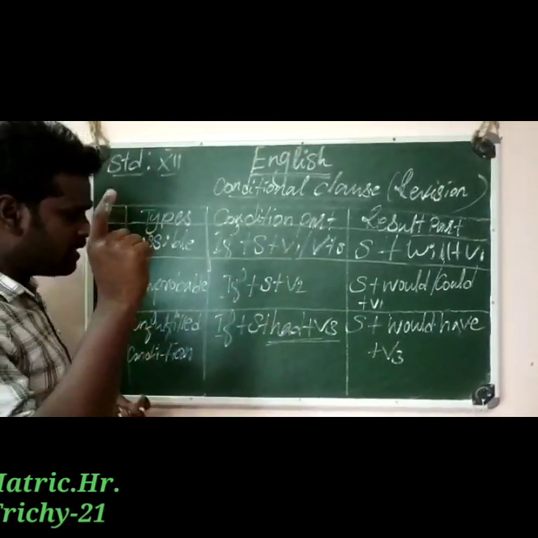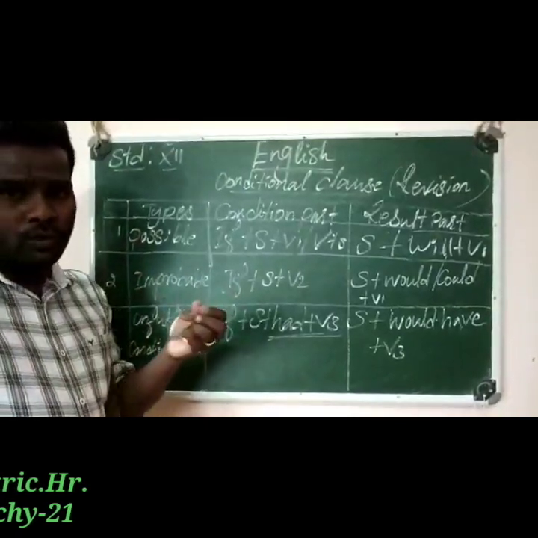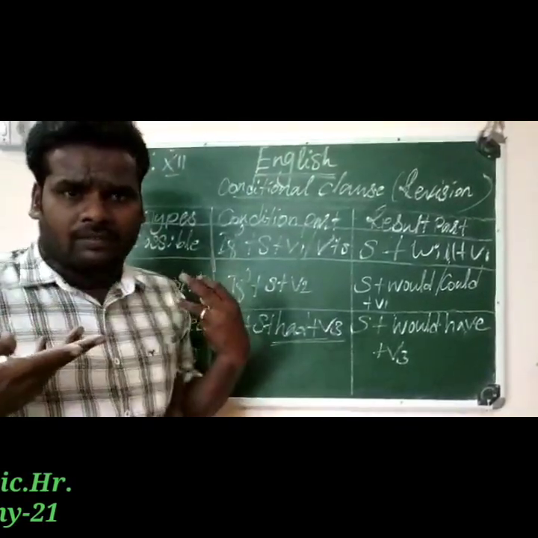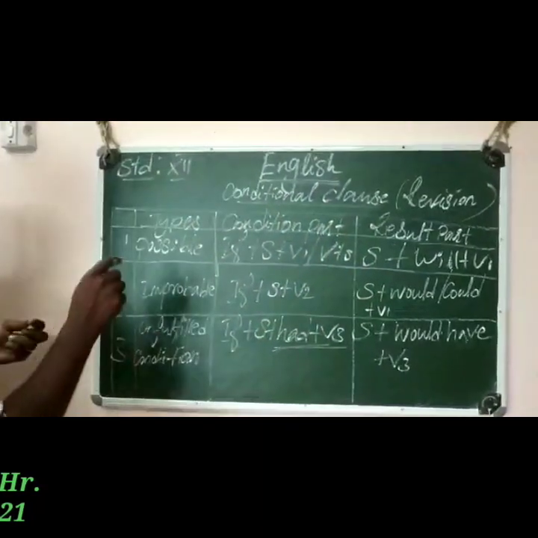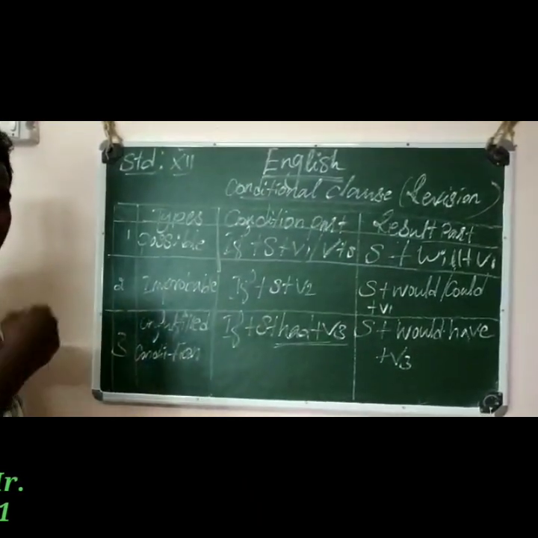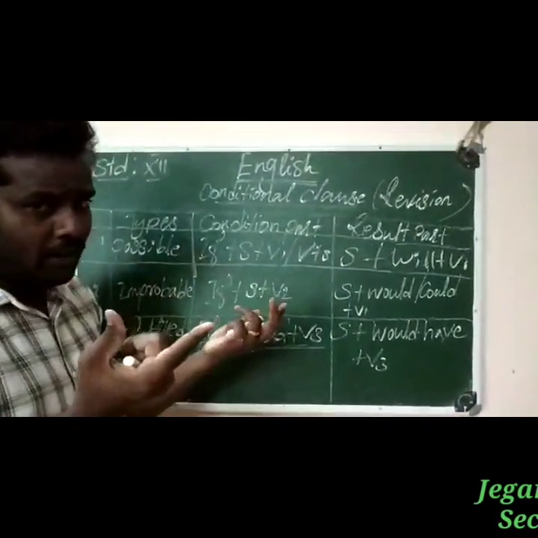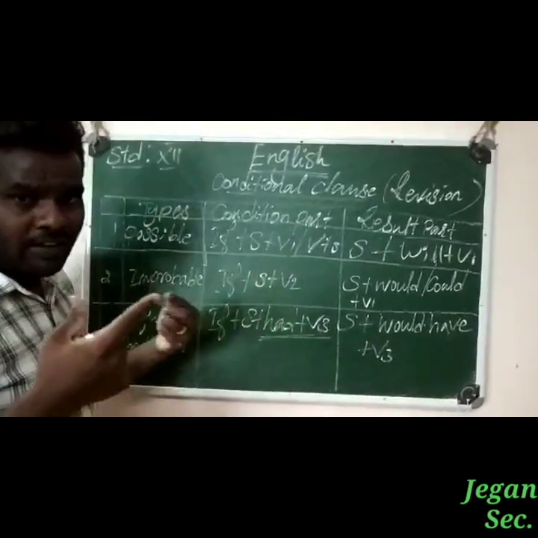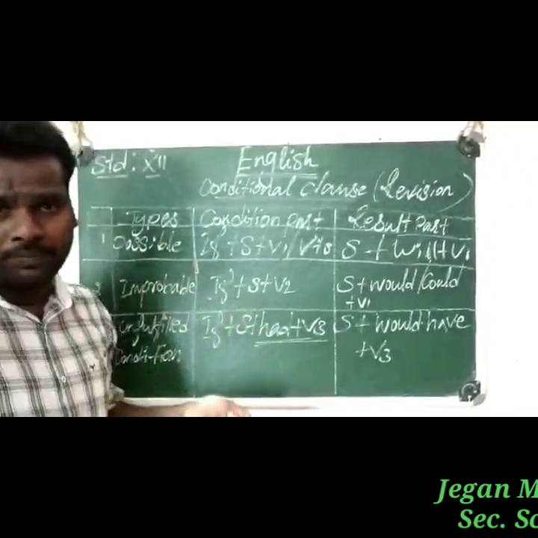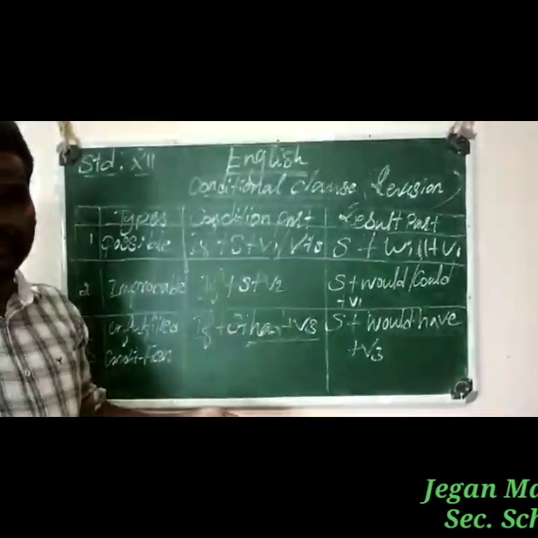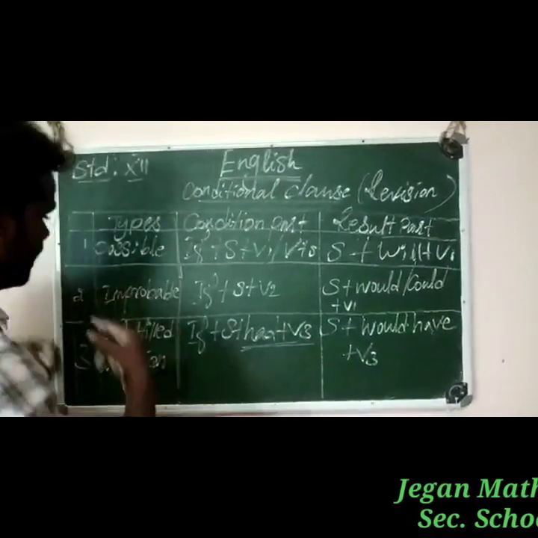Imaginary situation means, if I were a bird, I would fly. We can't make a human being a bird, so we can't use that. So here, if I were a bird, I would fly. If I were, not was; if I was a bird, we can't use. If I were a headmaster, I would abolish the exam. I would cancel the exam. So that is an imaginary situation, so we can use that.